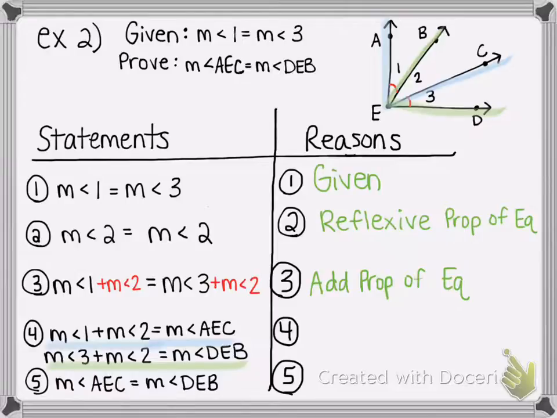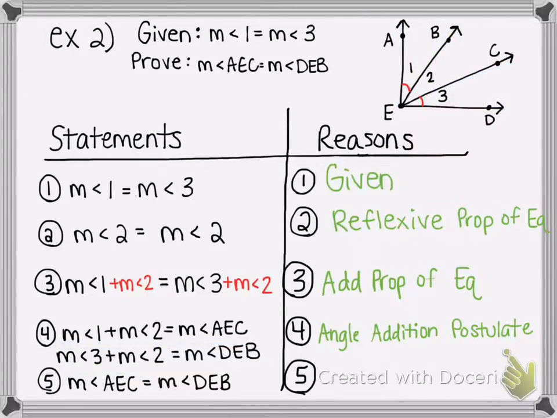Notice we're talking about little angle plus little angle that gives you a whole big angle. Think back to our good old postulates. We know that 2 smaller angles can give you that larger angle by using the angle addition postulate. So we know that 1 and 2 gives you AEC because little plus little equals big. Same thing for 3 and 2 gives you DEB. Okay, so now we need to move from 4 to 5.